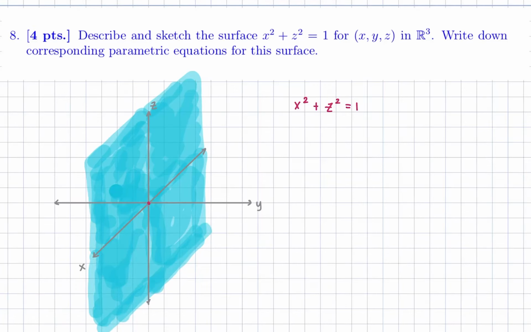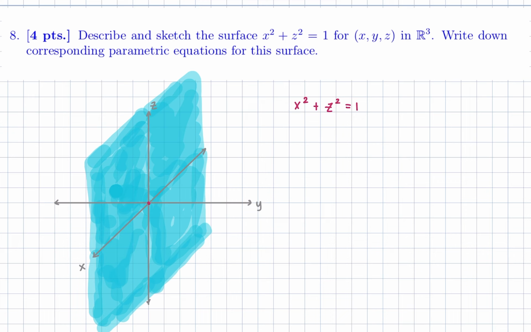Hey guys, in this question, we're asked to describe and sketch the surface x squared plus z squared equals 1 for x, y, z, and then write down the corresponding parametric equations for this surface. So let's start with part 1, which is describing and sketching the surface.